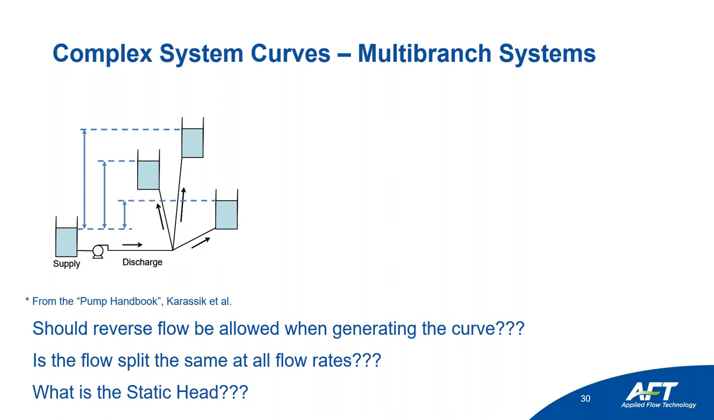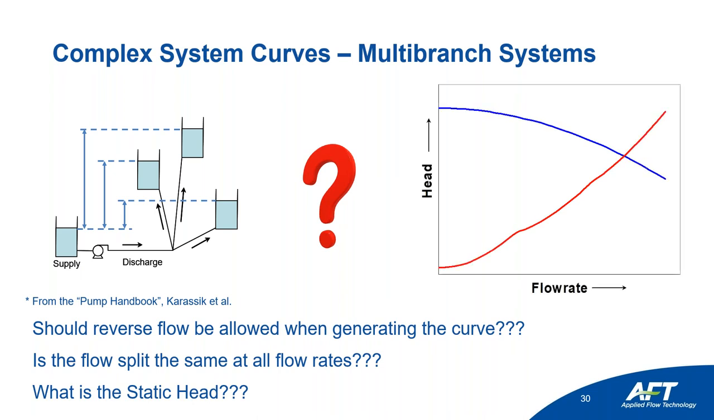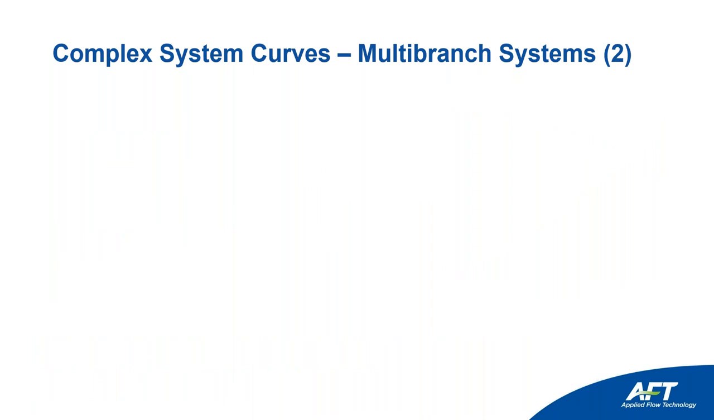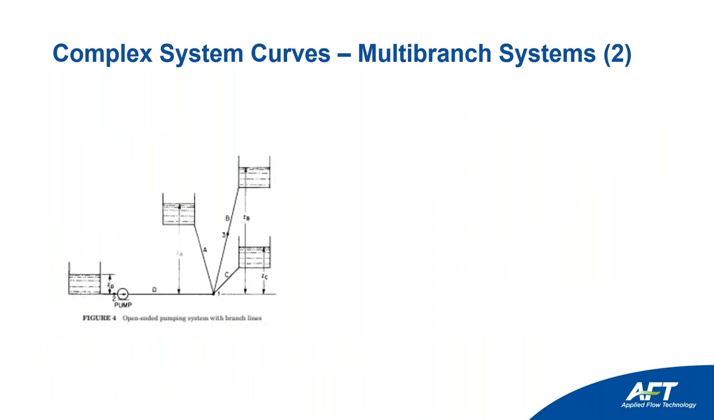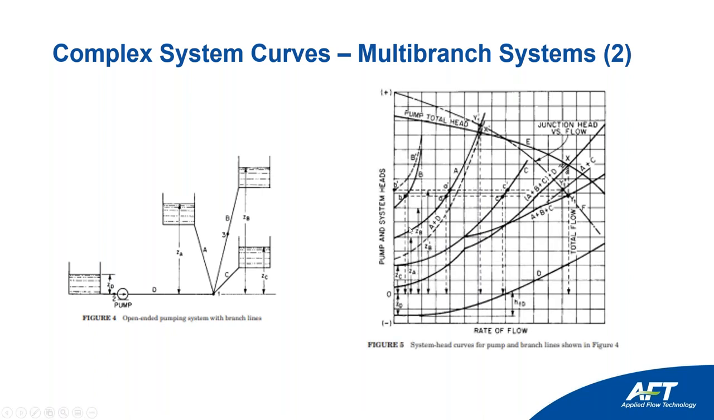Well, you've got three different liquid surface elevation references. Which one are you going to use? Well, it all depends on how you're generating the pump and system curve. So this is probably what your system curve would look like in that case. And so here we have this system from the pump handbook. The way that the pump handbook describes how to generate a system curve is to consider each individual flow path by itself. Look how much of a mess this is. Who wants to do that?